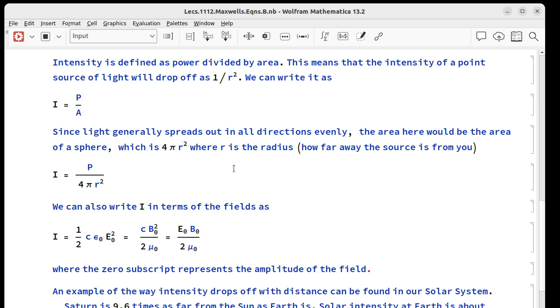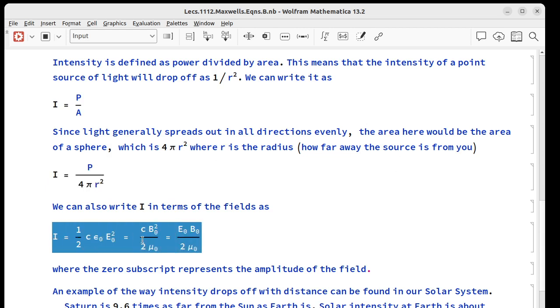In general, if you're talking about intensity where you are, r is the distance between the source and you. So we can write I is P over 4 pi r squared. If we want, we can write it in these forms, the intensity in terms of the fields. It's not quite as useful to us in this class.